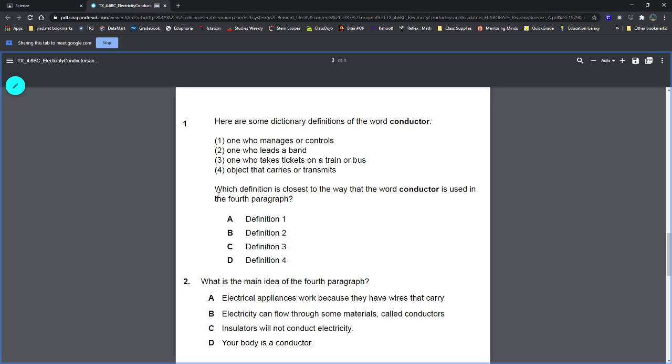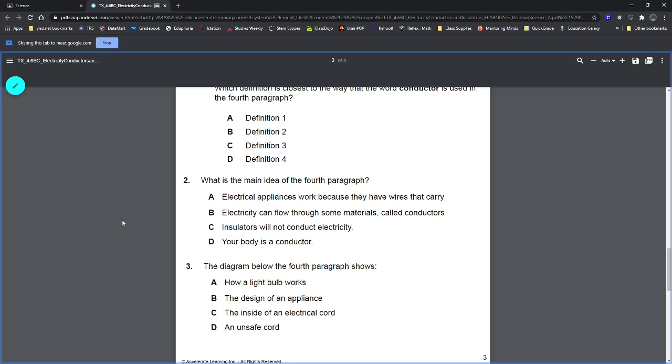And it says, which definition is closest to the way that conductor is used in the 4th paragraph? We're reading it together, not doing it together. You have to answer the questions. A, definition 1, B, definition 2, C, definition 3, or D, definition 4. So again, we're not answering them yet. We're just reading the questions before we read the story. That way we already are thinking of, what do I need to know to answer my questions?